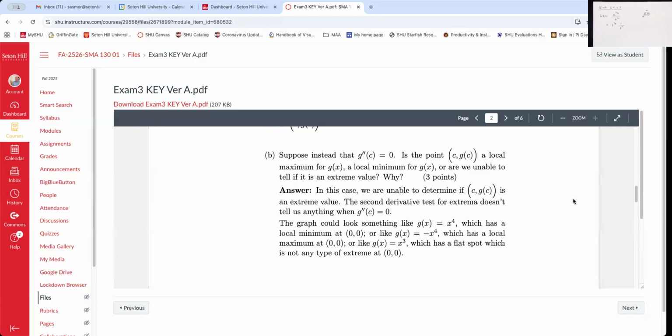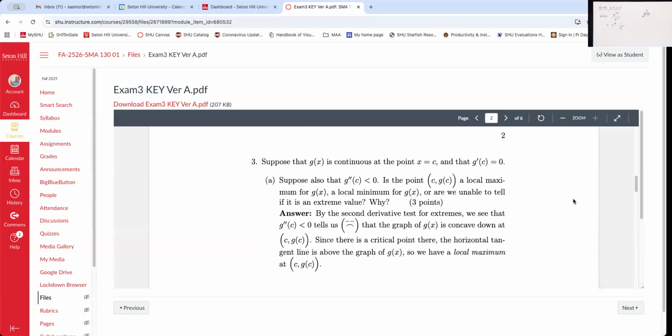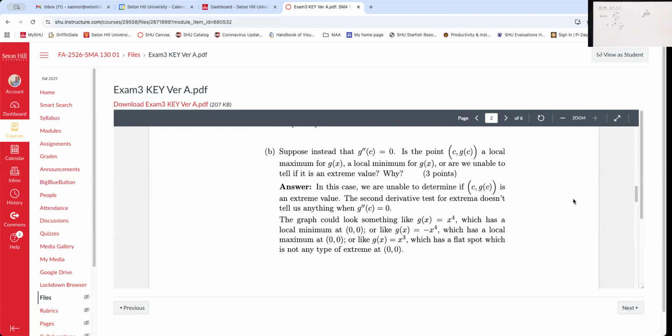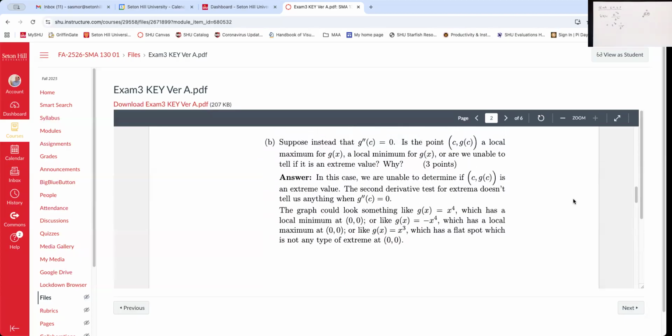And that was one of the options in the question. Is it a maximum, a minimum, or are we unable to tell? In that case, I'm unable to tell. Because, and then I gave you actually all three of these options so you could look at the graphs and say, oh, yeah, oh crap, it could be any of them, couldn't it?